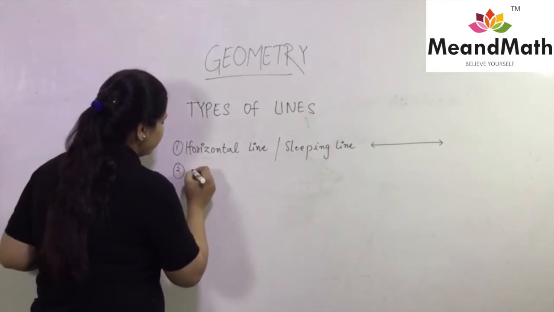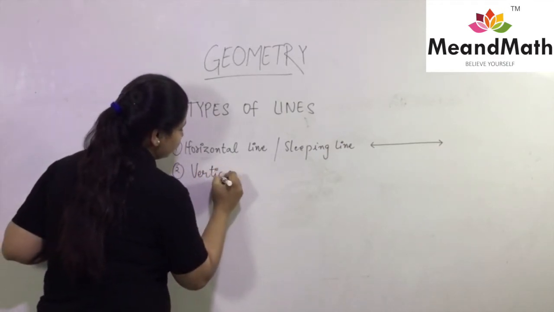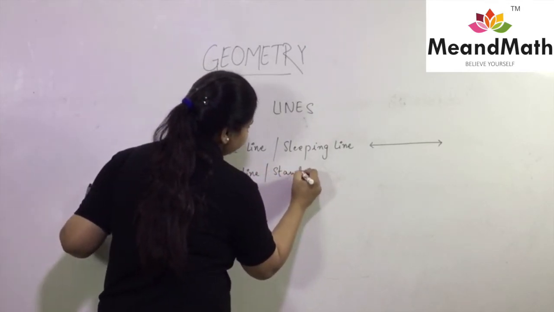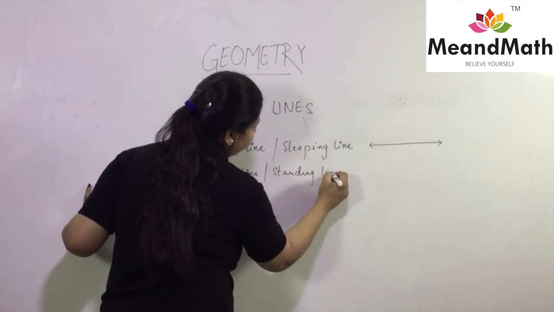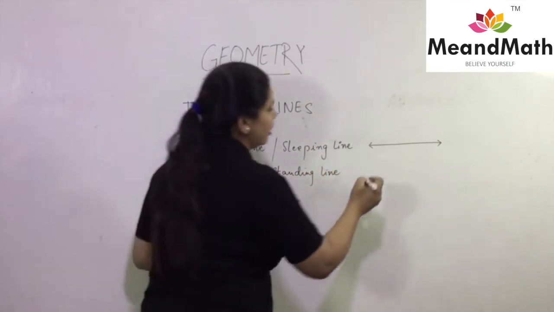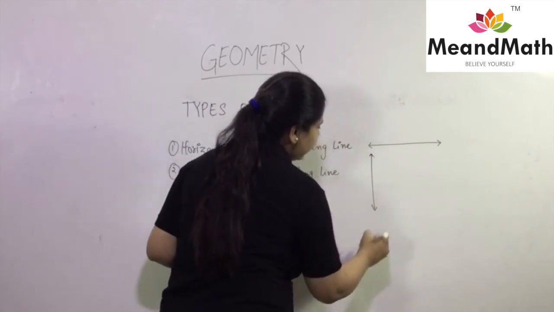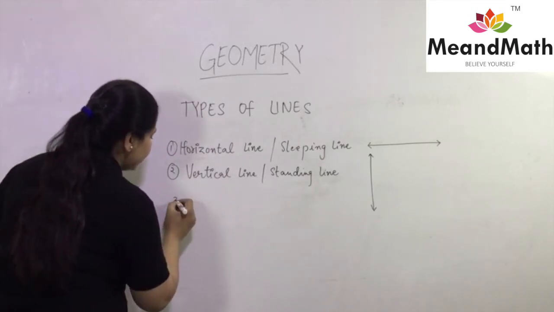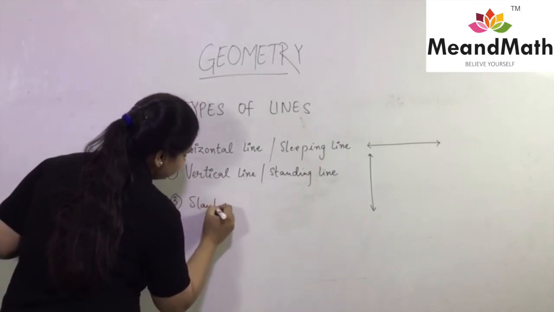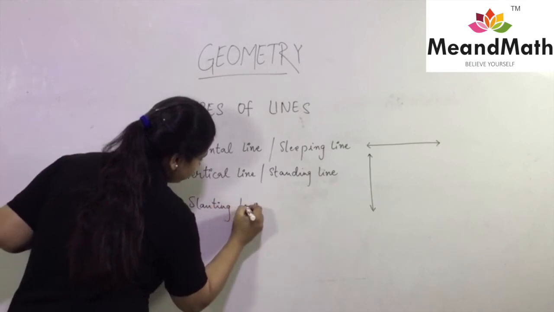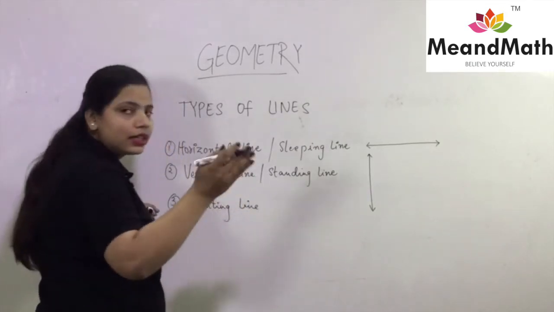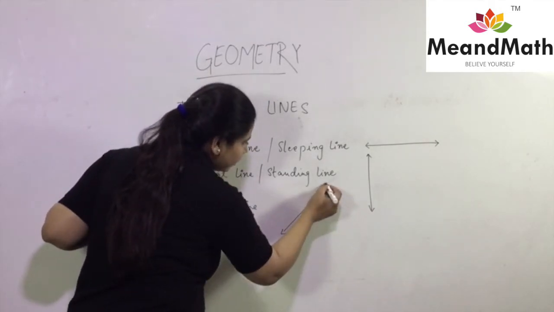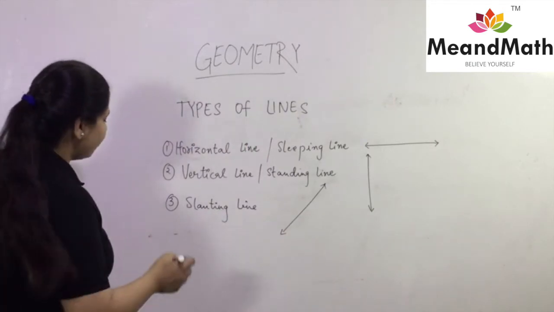Next is vertical line, which is also called standing line. Okay, so standing line is nothing but like this, a line like this. It is called standing line or vertical line. Third is slanting line. Slanting line is inclined at some angle, like this.